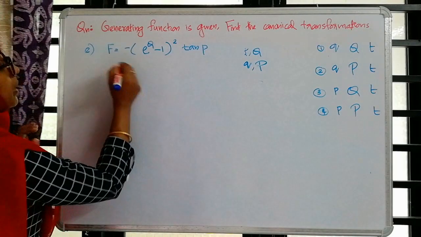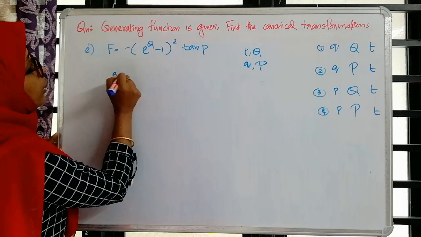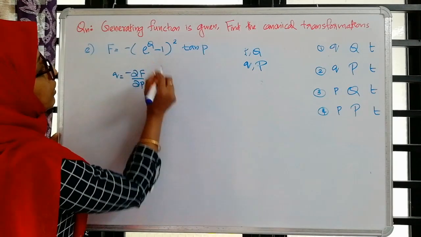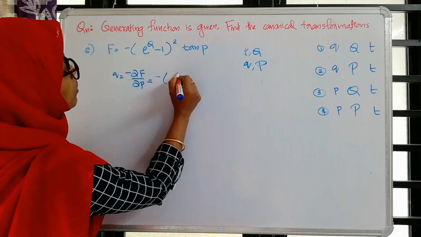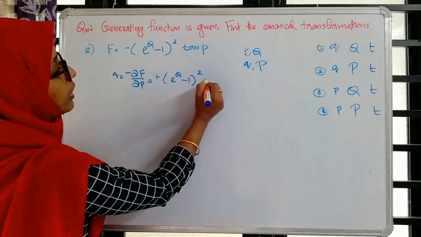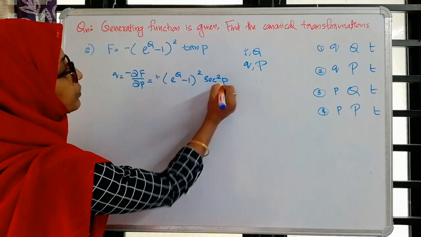So, here small q is equal to minus dou f by dou p. That's equal to minus of, minus of minus will be having positive, e raised to q minus 1 whole square into sec square p.